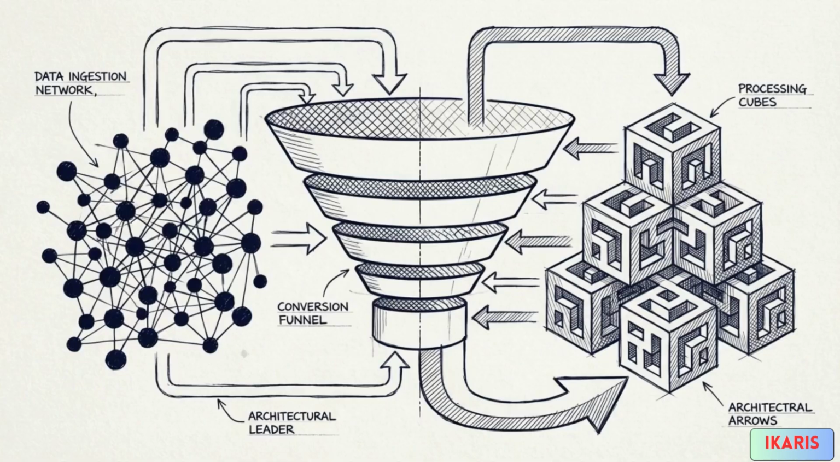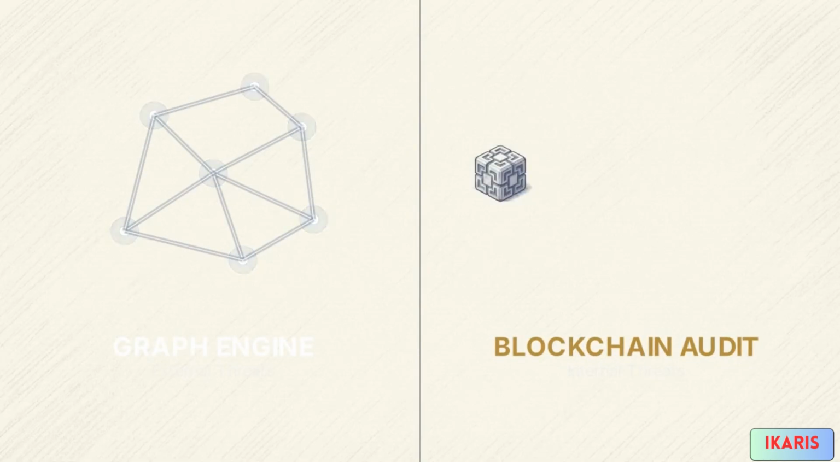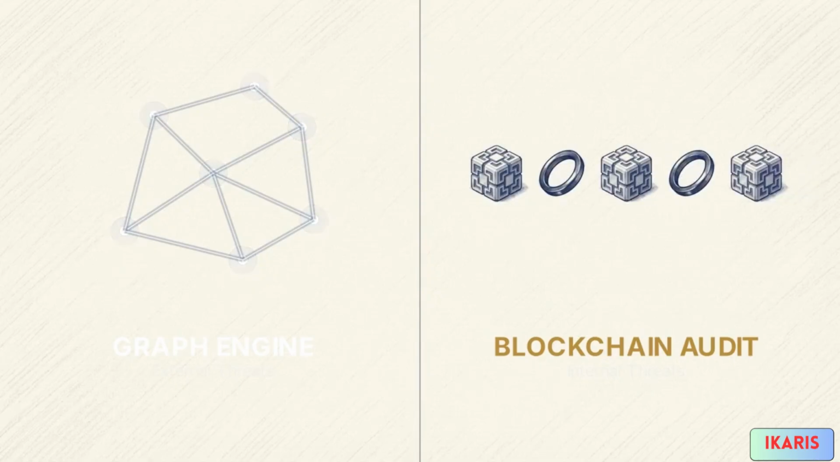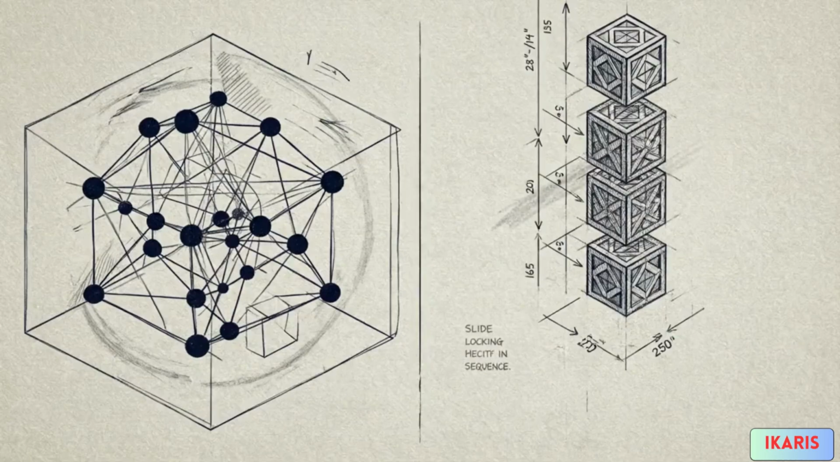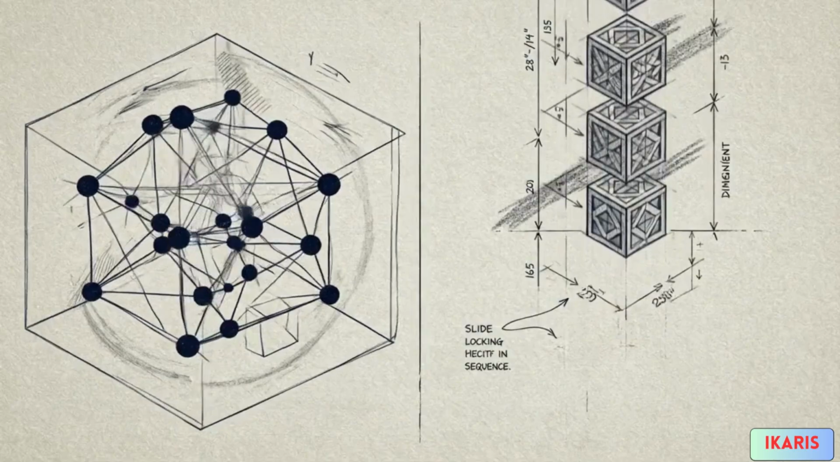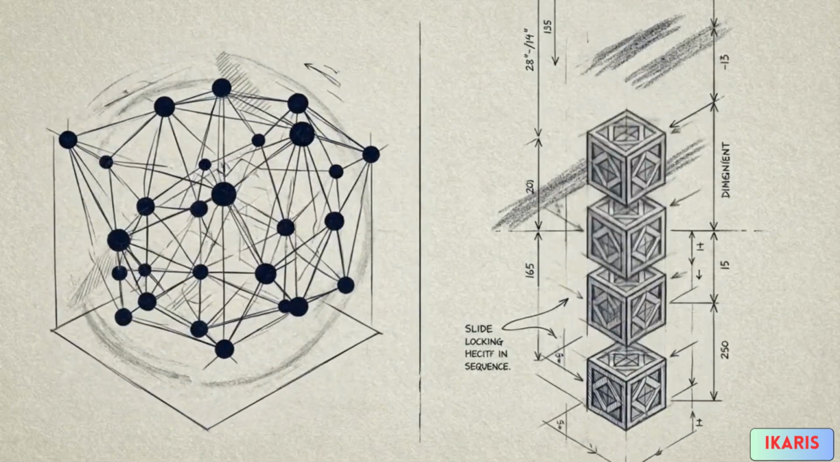The IKARIS architecture is a security pipeline built on two main pillars: a graph-native intelligence engine for detecting external threats, backed by an immutable, permissioned blockchain to monitor internal threats. This diagram shows the architectural blueprint. It maps the flow of transaction data as it moves from raw input at the top, down through graph modeling, risk scoring, and finally into a tamper-proof audit trail.